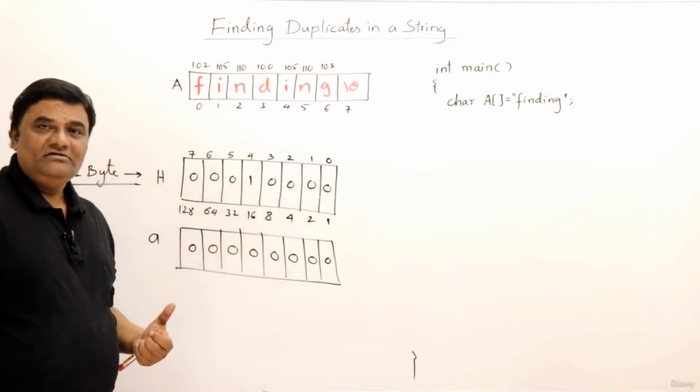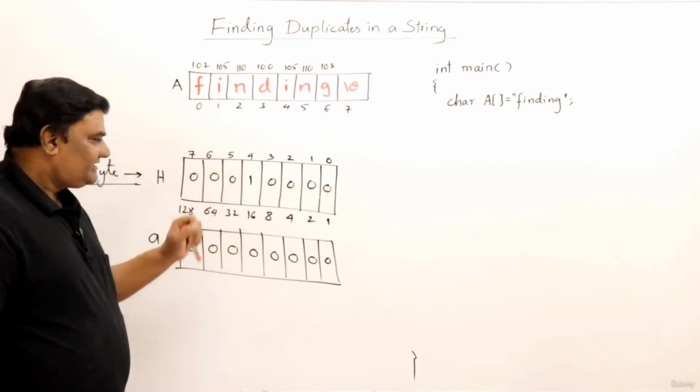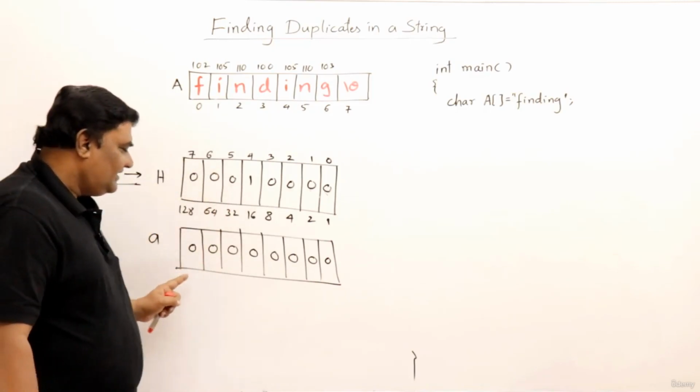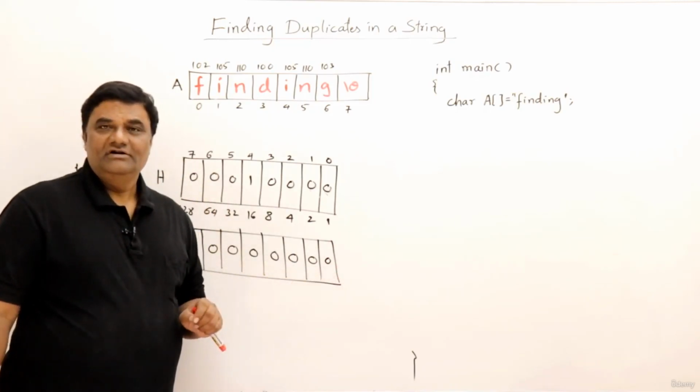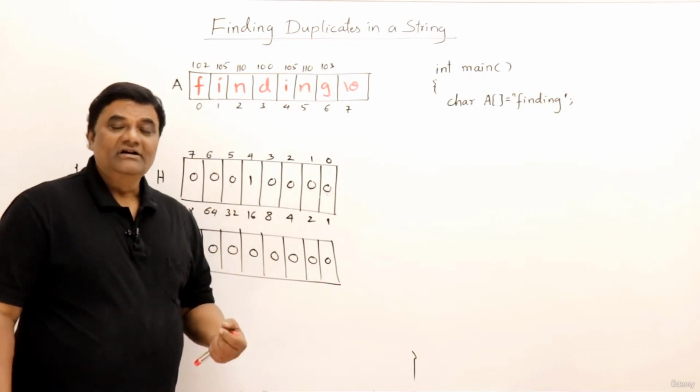So this is 1 byte long, right? H has the value 16. Then there is one more variable, A, and it has 0. Now what does it mean by masking?